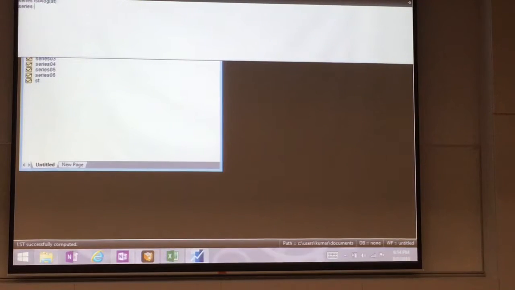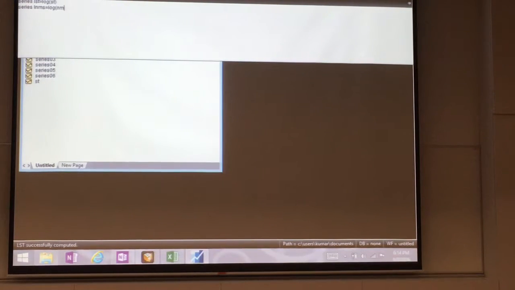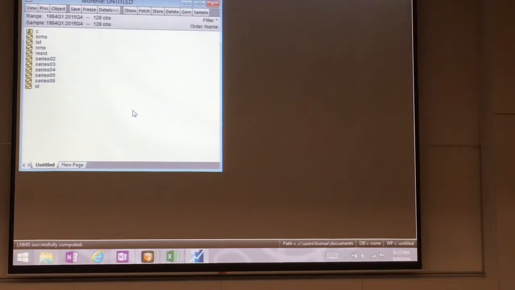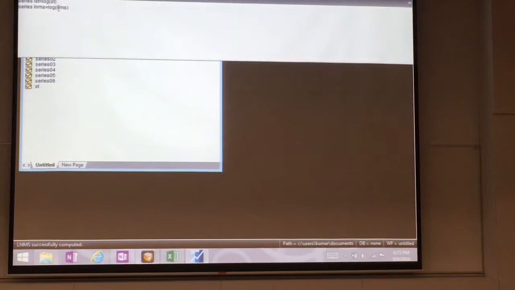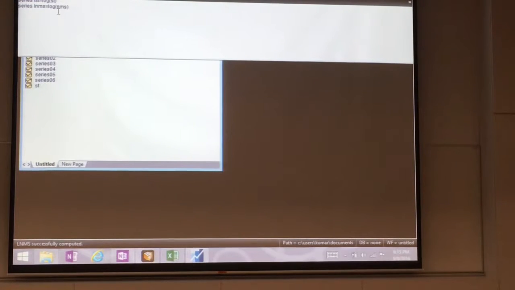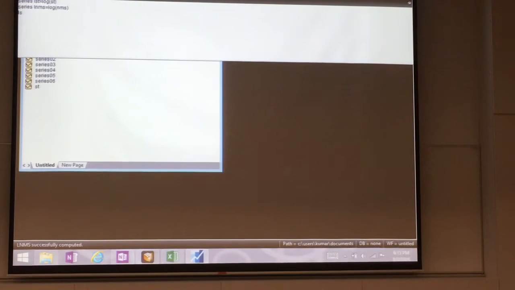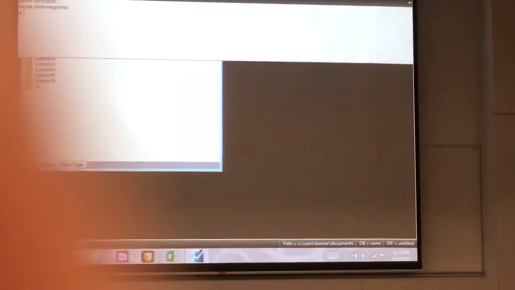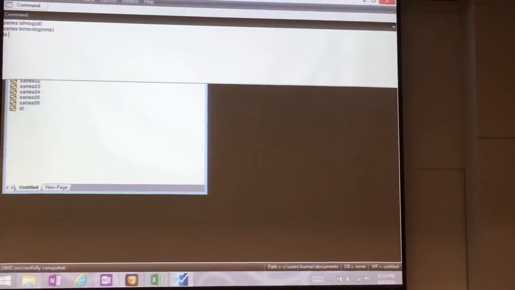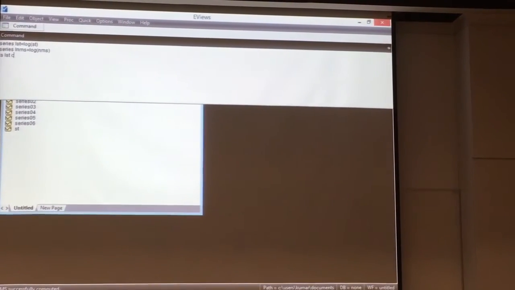Series is L New Zealand money supply, which is equal to log New Zealand money supply. Okay. So I found the logarithm for spot rate and New Zealand money supply. Now I'll find the equation: LS, LST, constant, L New Zealand money supply.